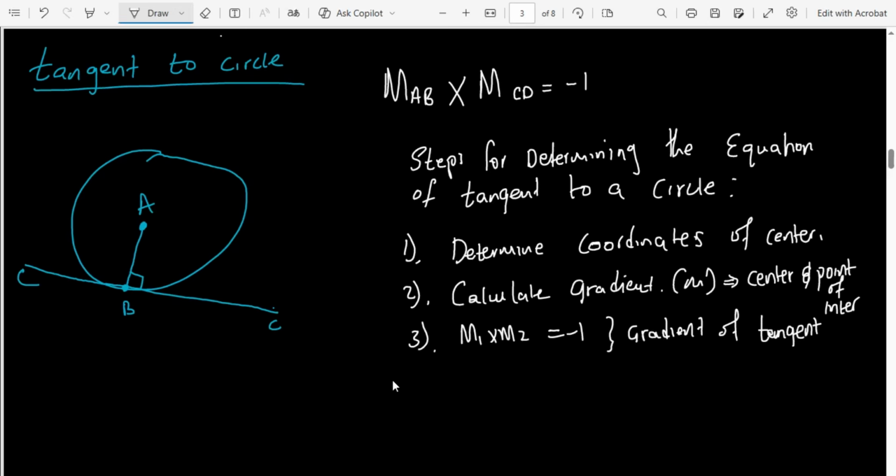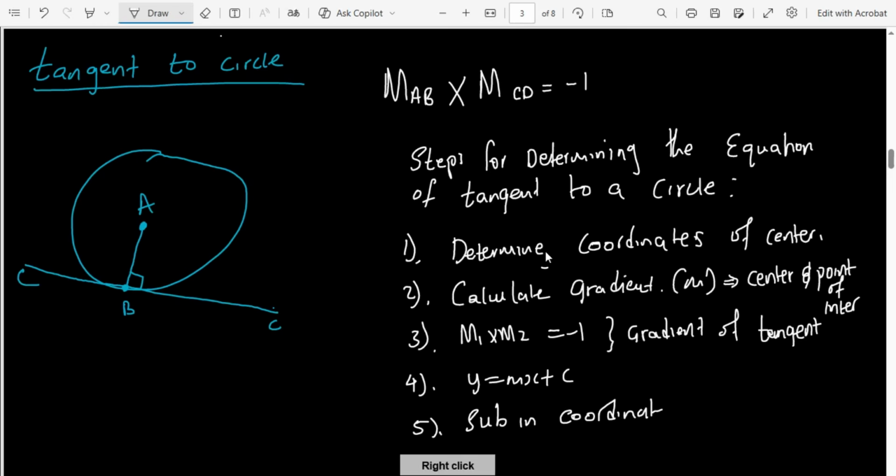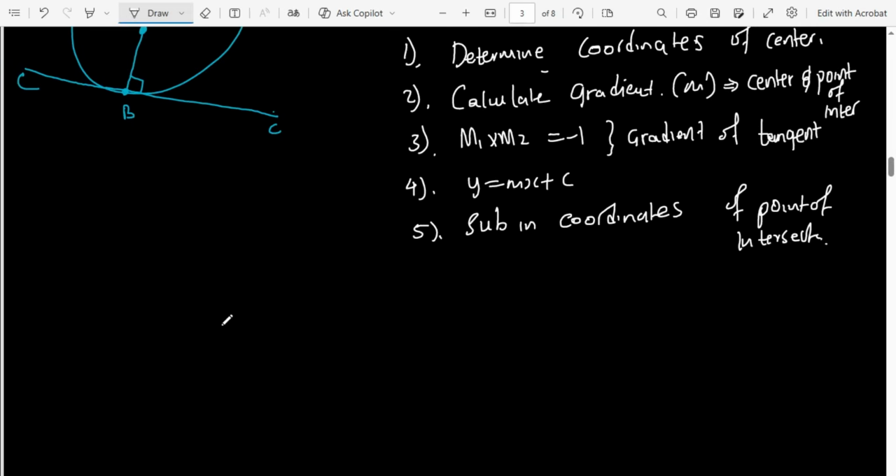Then number four, you're going to sub the gradient into the formula y is equal to mx plus c. Then five, you're going to sub in the coordinates of the point of intersection. Guys, I'm very sorry about too many notes, but let's work on an example.